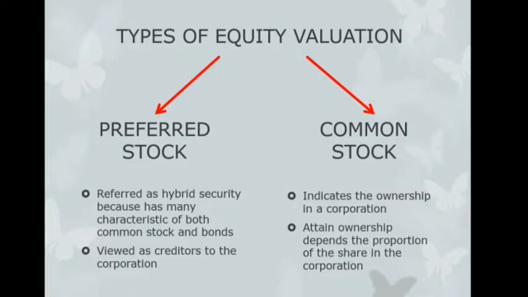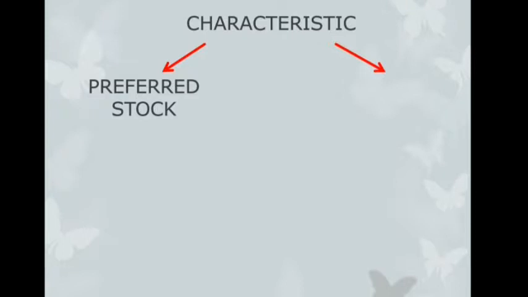After we know about the types of valuation, we move to the characteristics of the stock. First, we go to the characteristics of preferred stock. The first characteristic is multiple series. Multiple series means that if a company desires, it can issue more than one series of preferred stock, and each series can have different characteristics.